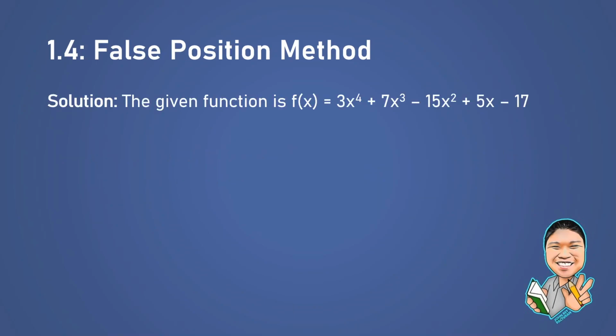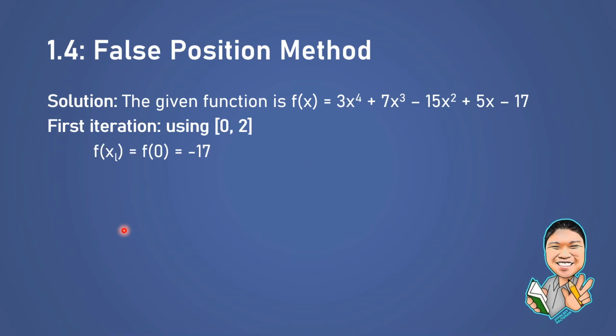So, solution, the given function nga is f of x equals 3x to the 4th plus 7x cubed minus 15x squared plus 5x minus 17. So, ito yung function natin that is given na. Now, the first iteration, I think ready na tayong mag-perform ng first iteration. So, according sa step 1, hahanapin nyo muna, class, yung f of x sub L. Diba? Ito yung gagawin muna natin.